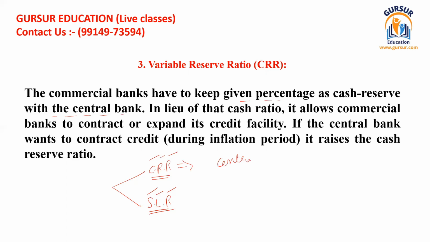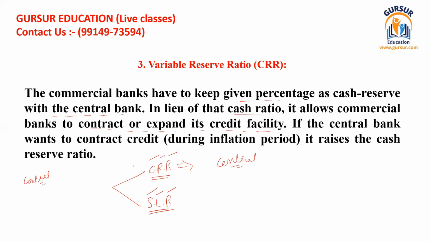They have to keep these reserves. So in lieu of these cash ratios, it allows banks to contract or expand their credit facility. So what happens when the central bank wishes to control the money supply? What it will do, it shall increase the CRR.